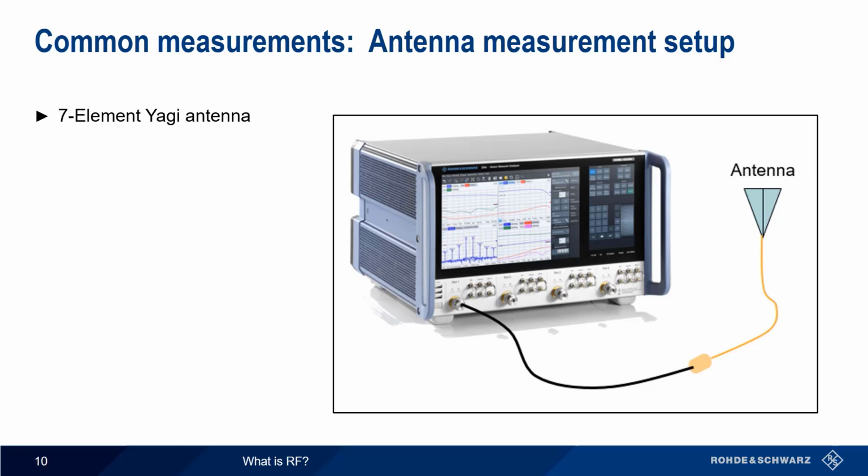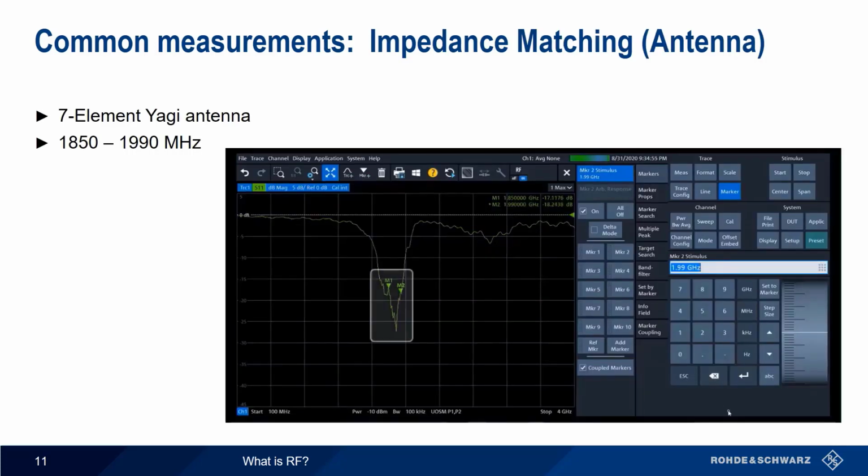In this example, the manufacturer specifies an operating frequency range of 1850 to 1990 MHz. When measured, the VNA markers show that the return loss is better than 15 dB in this frequency range.